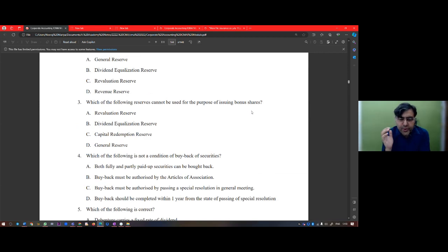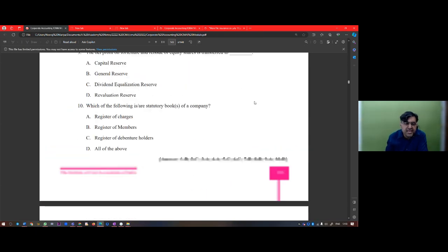Which of the following is not a condition for buyback of shares? Both fully and partly paid shares can be bought back. No, partly paid cannot be bought back. Authorized by articles? Yes. Special resolution? Yes. Buyback should be completed within 1 year from the passing of the special resolution. Seems A is the right answer.